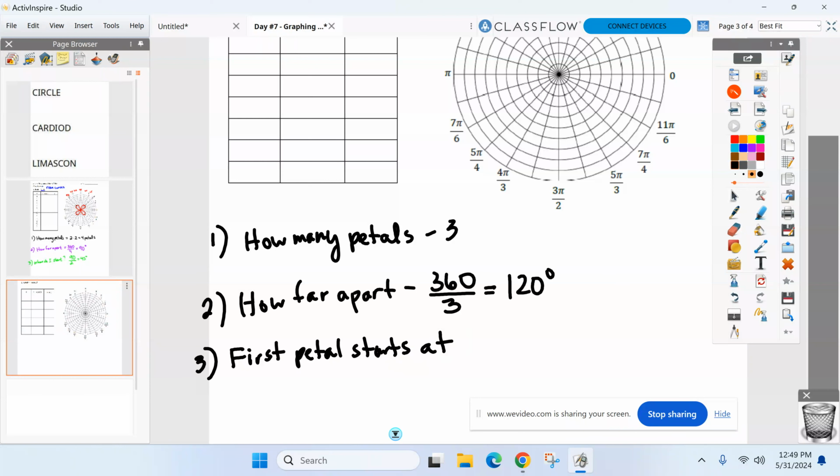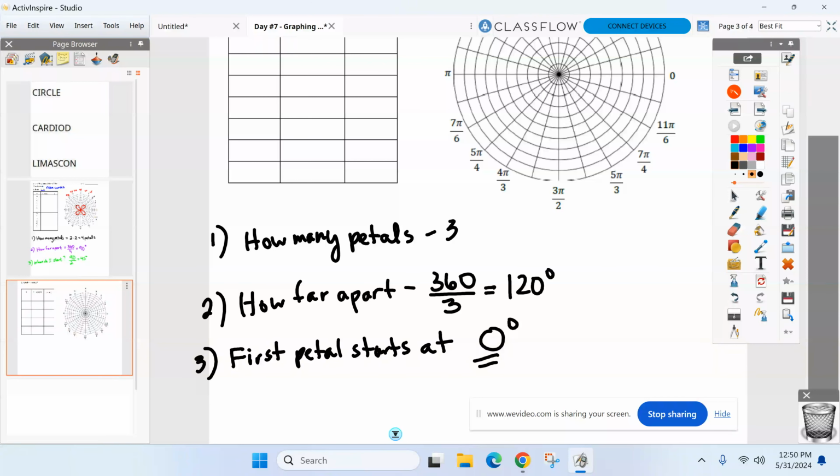Anybody see where it starts? Right at 0. Make this easy for you. If it's cosine, first pedal is always at 0. Okay, if it's cosine, first pedal always at 0 degrees. It's sine we have to do a little work for. So first pedal for a cosine curve is always at 0.